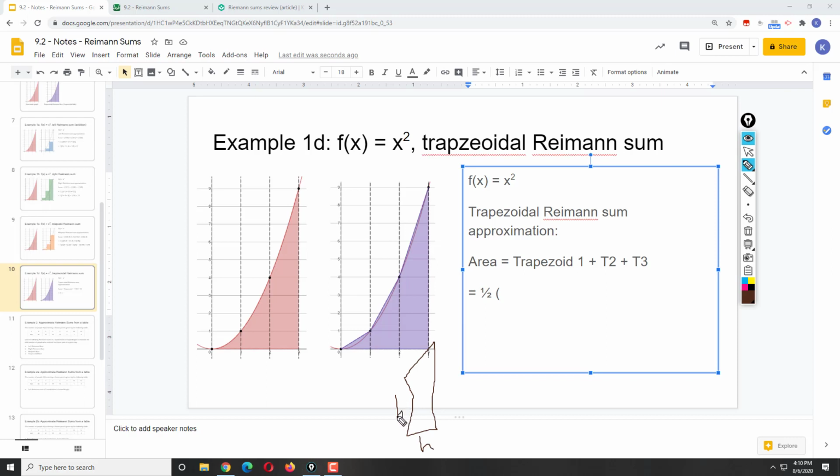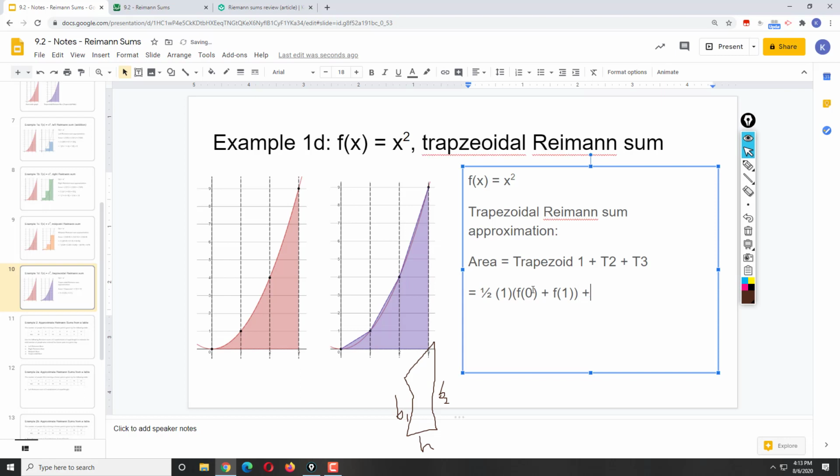So here's our trapezoid. This is our height. This is base 1. This is base 2. The area of a trapezoid is 1/2 times the height times the sum of b1 and b2. So the area of trapezoid 1 has to be 1/2 times my height, which is 1, from 0 to 1, times the two bases. Base 1 is going to be f of 0. Base 2 is going to be f of 1.